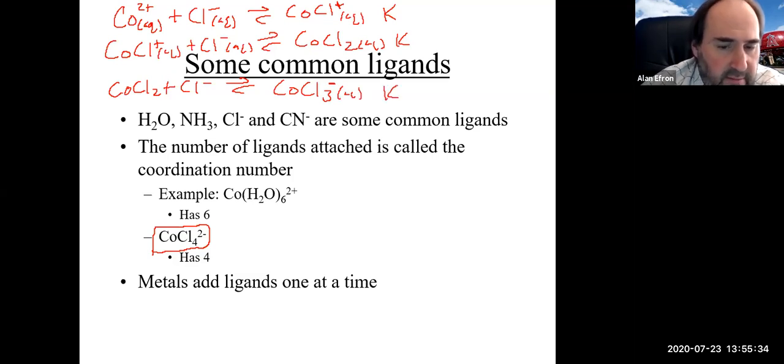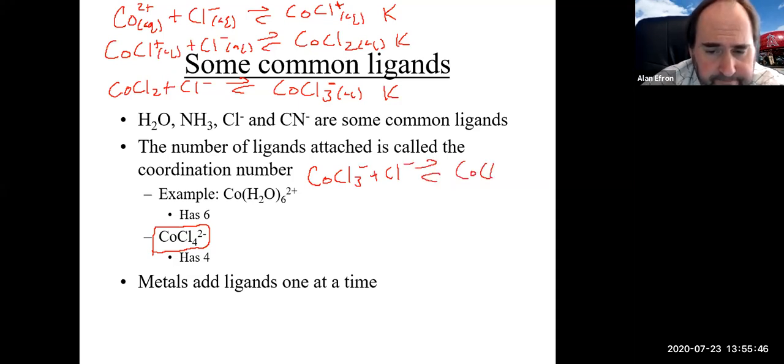Also could have an equilibrium. And then the last step here will be this guy putting on that final ligand. And this guy also would have a K value associated with it. So these do happen in a stepwise fashion, almost like how acids lose H pluses, right? They lose it basically one at a time. And it's a similar process here in putting on our ligands.